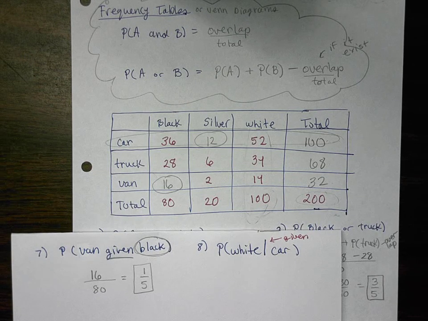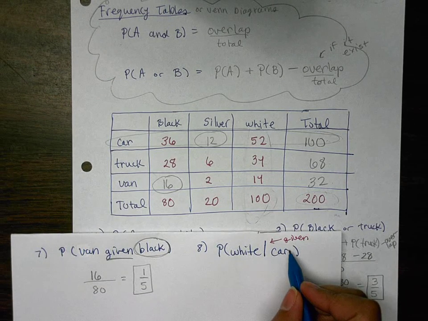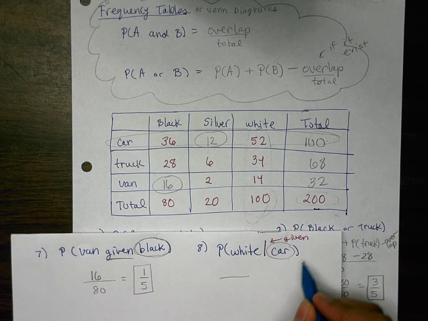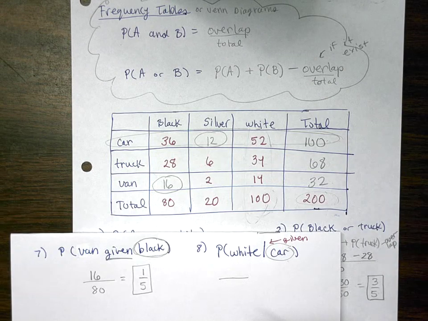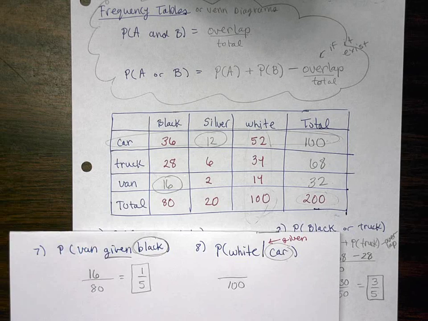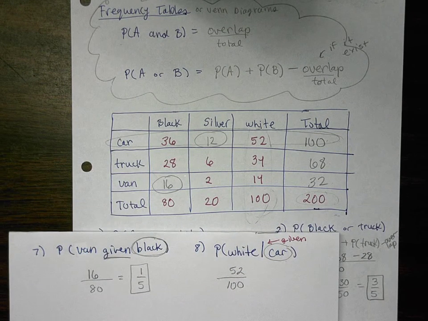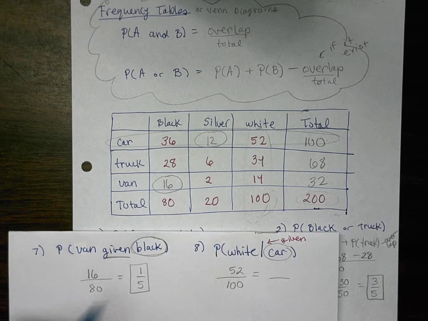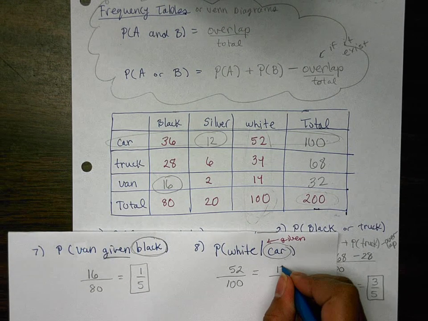Am I dealing with the total population? Which one do I circle, the first or the second? That's my denominator, so I focus in on the cars. How many cars do I have? 100. Of those 100 cars, how many are white? 52. So 52 out of 100. Does that make sense? Go ahead and reduce. You can divide both by 4. 13/25. Good work, Stephen.